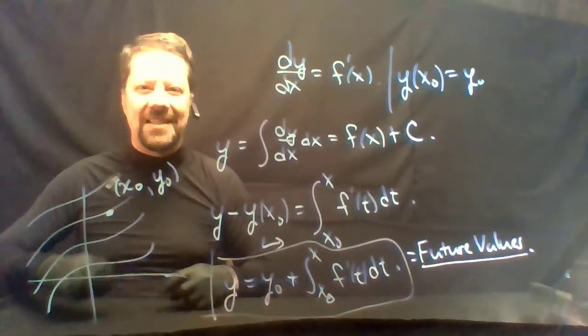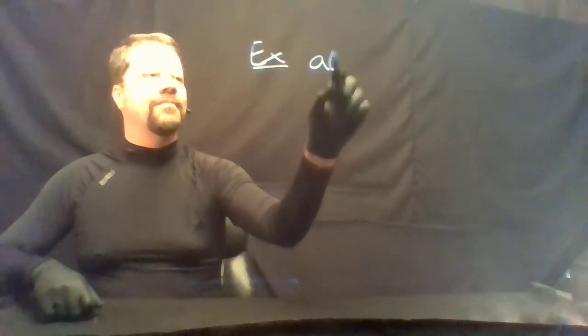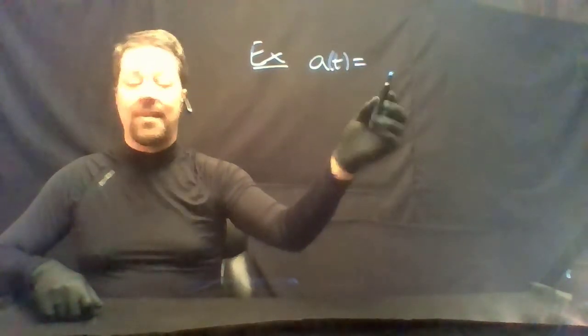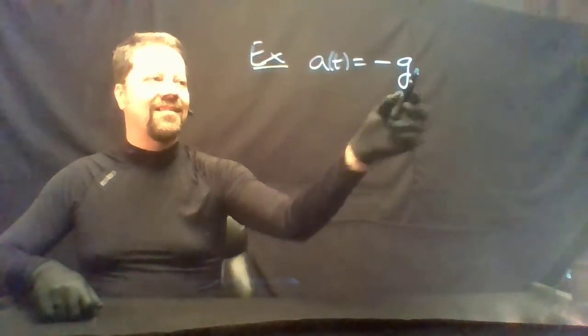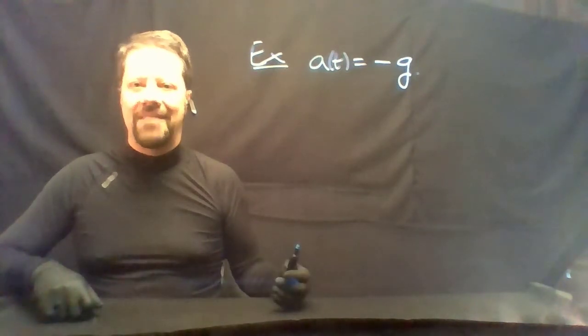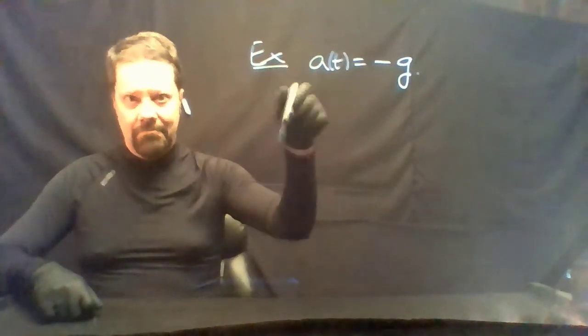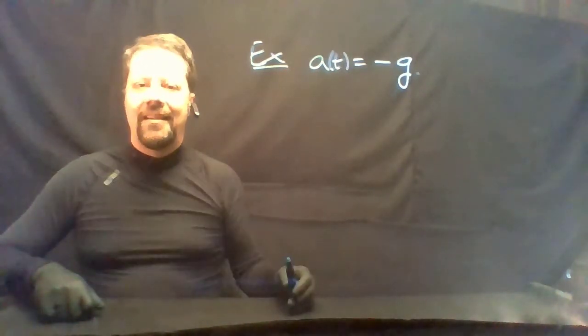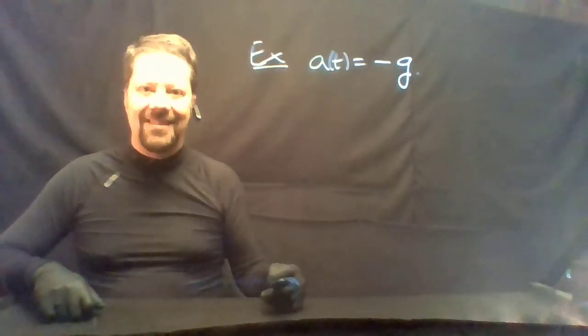Let me give you an example. Here's an example. Let's suppose that our acceleration function is constant at minus g. Minus because acceleration is down, let's say, and g is the constant acceleration due to gravity.